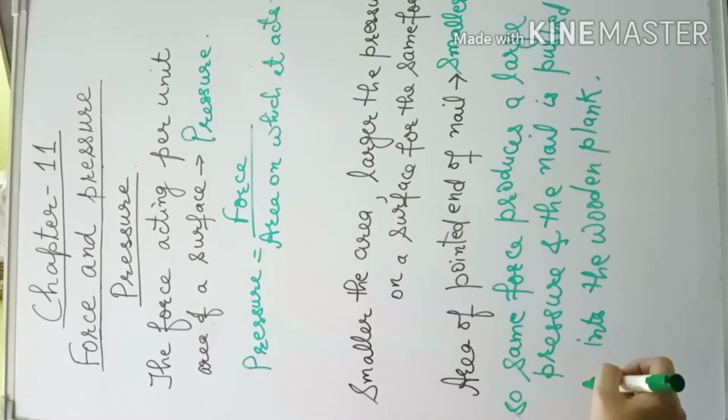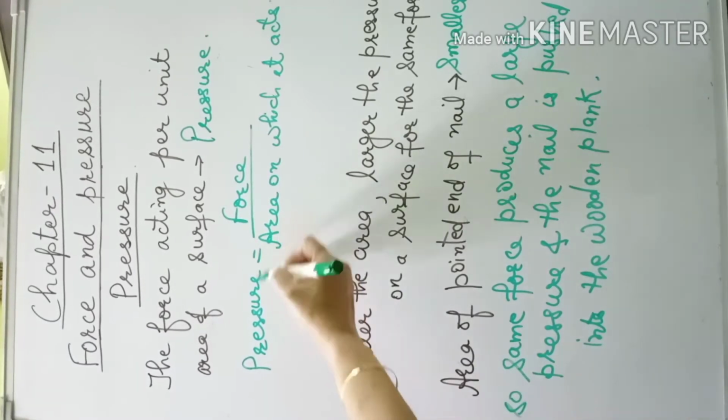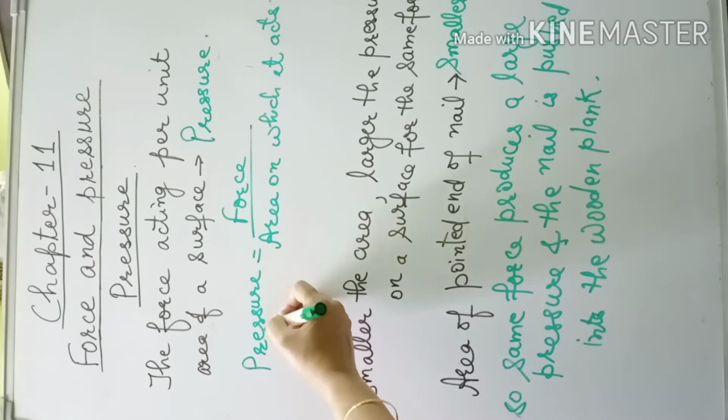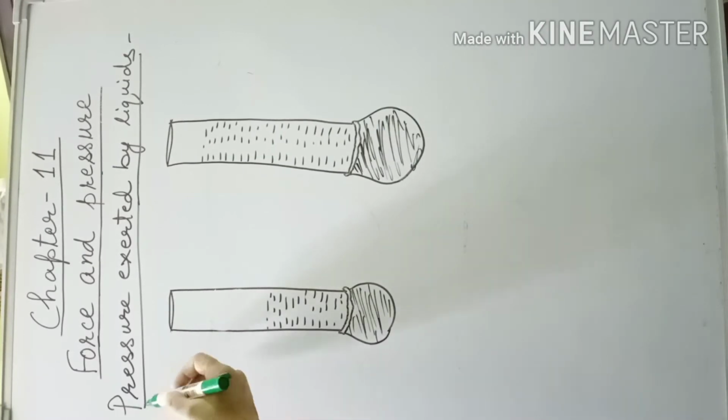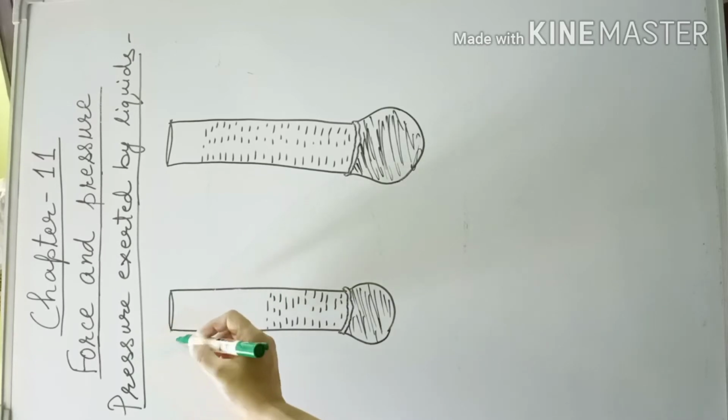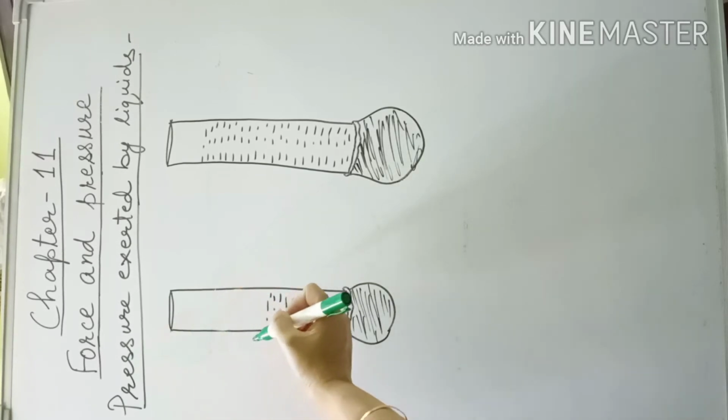So in the same way, the shoulder bags are provided with broad straps so that the area of contact will be increased and then pressure will be less. So if the less pressure is exerted on the shoulders, the students will not feel any pain. So do liquids also exert pressure? So based on this, there is an activity.